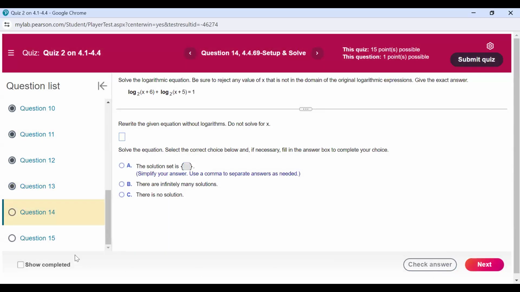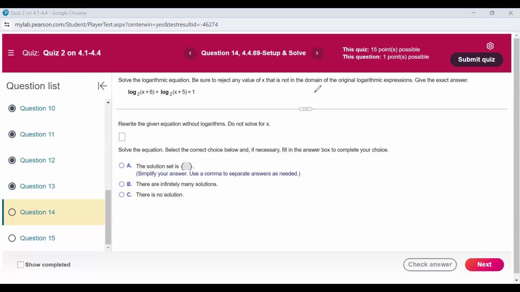Okay, let's see what 14 is. Solving the log equation: log base 2 of x plus 6 plus log base 2 of x plus 5 equals 1. And so we need to condense the logarithms first, because it's separated by a plus sign there. We can use a product rule.